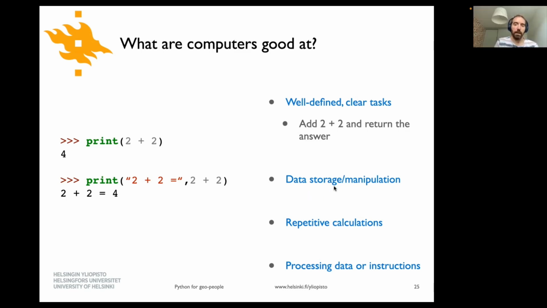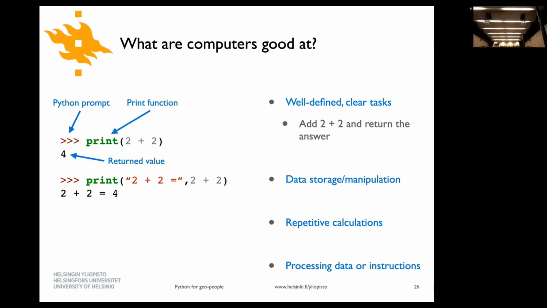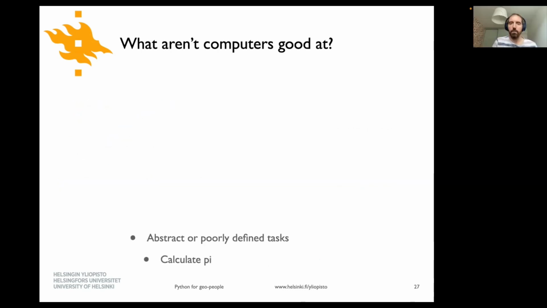Computers are also good at storing data, manipulating data, doing repetitive calculations. This is probably one of the things computers are best at, just doing the same kind of calculation over and over again, as well as processing data or instructions. So, if you give it a very well described task, then generally the computer will not have too much trouble with that. We'll skip that for now. So what are they not good at? Well, poorly defined tasks or abstract tasks.